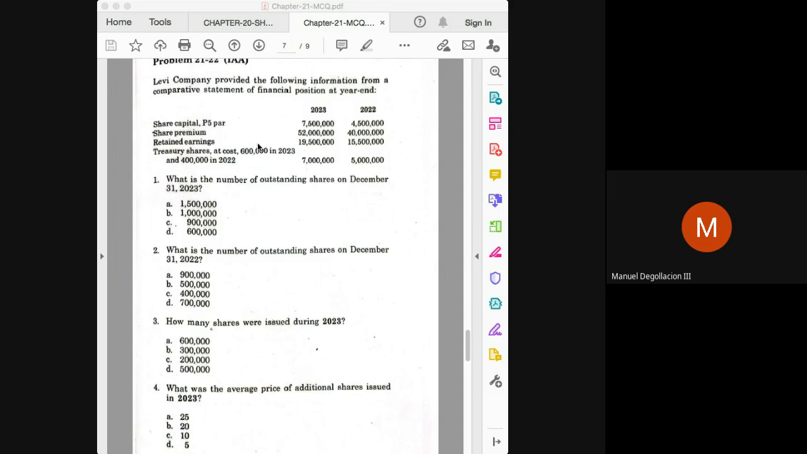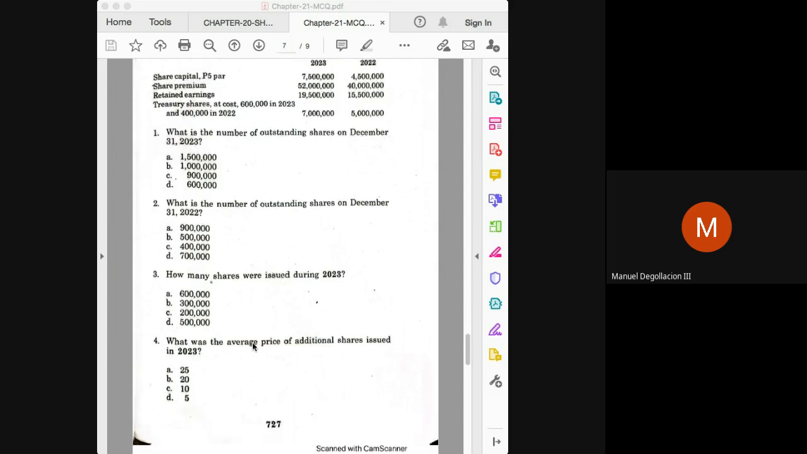That means there was an increase of 600,000. So the additional shares issued in 2023 was 600,000. Okay. Now, what was the average price of the additional shares issued in 2023? Okay, you can solve for this one by analyzing the increase or change in your share premium.